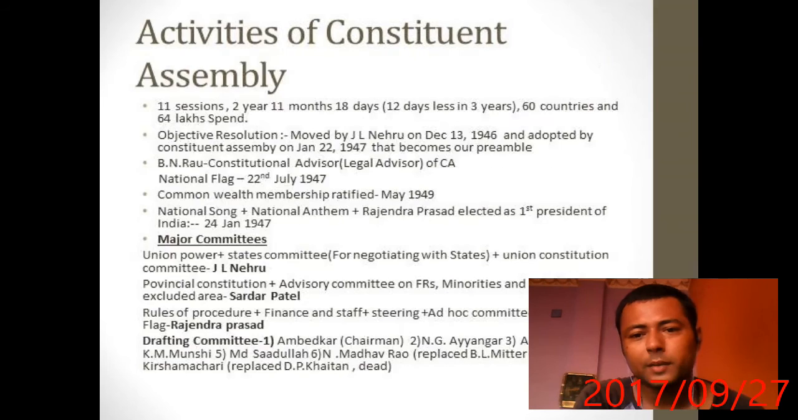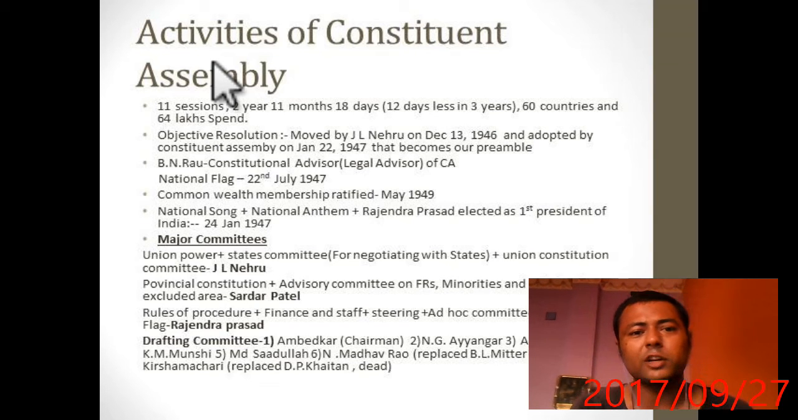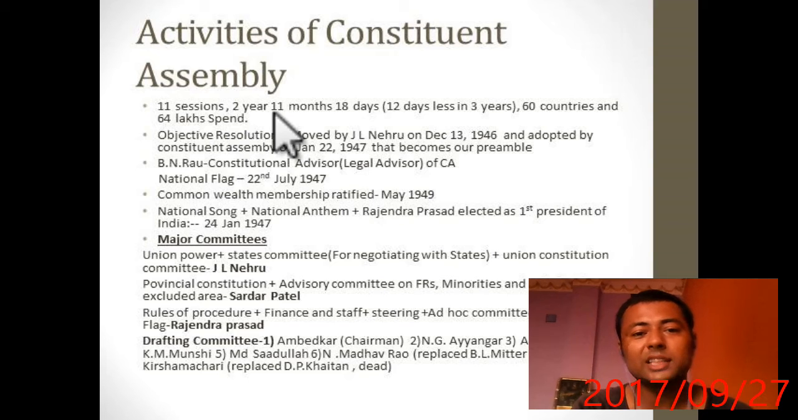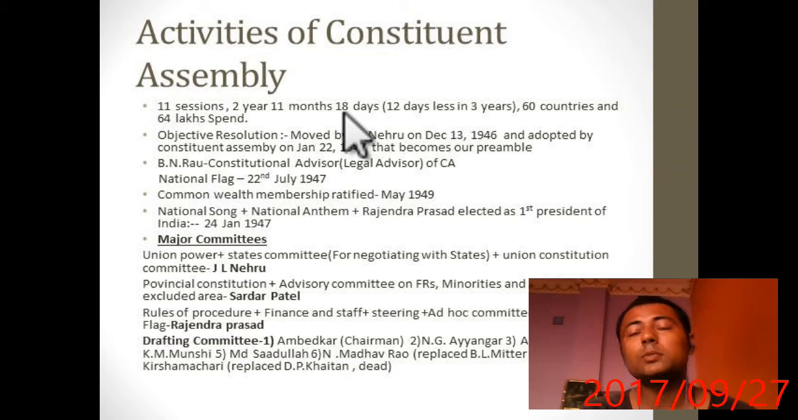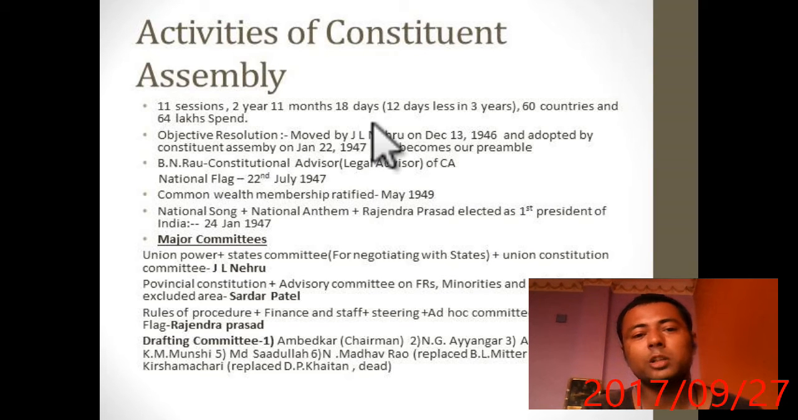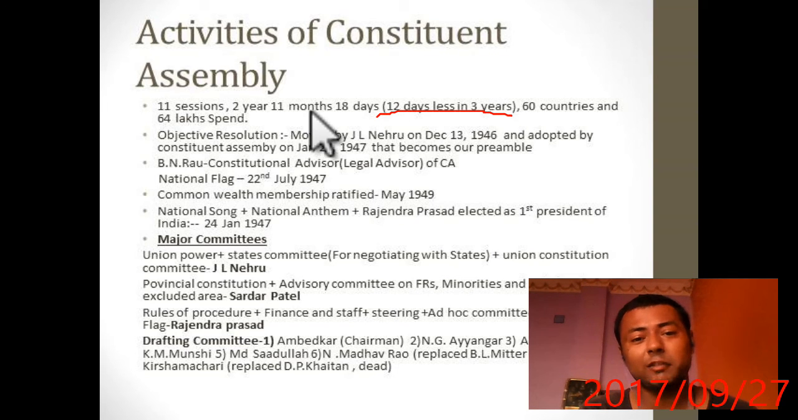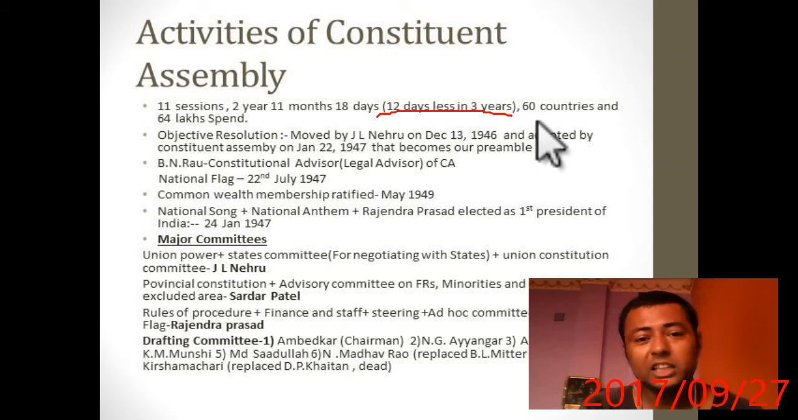Okay. Now what were the activities of the Constituent Assembly? It took 11 sessions, and 2 years, 11 months and 18 days were taken to complete the constitution. So it is better to remember 12 days less than 3 years, so that we will automatically get 2 years, 11 months and 18 days. And we had already studied the constitutions of 60 countries at that time, and a total of 64 lakh rupees was spent on the making of the Indian constitution.